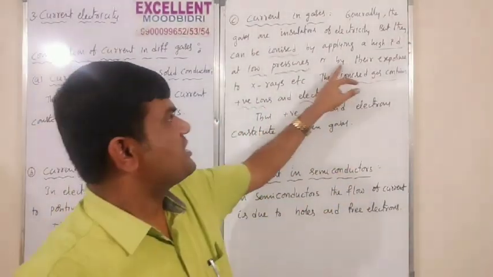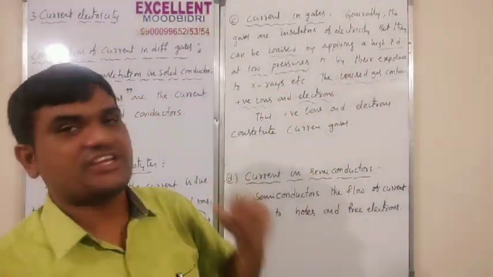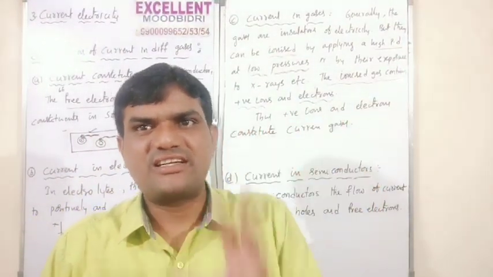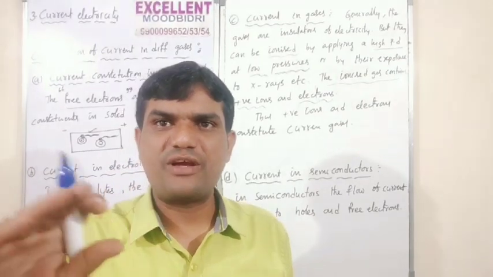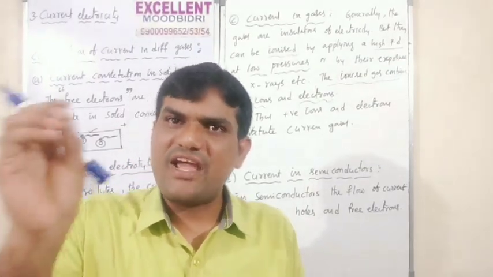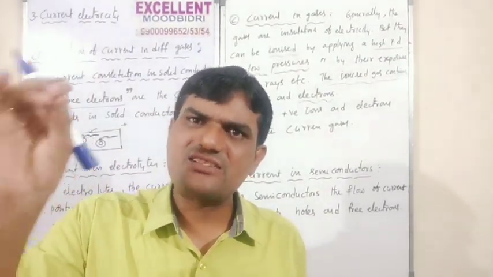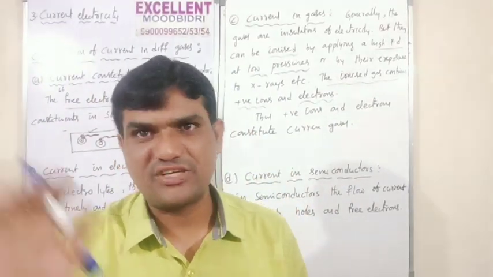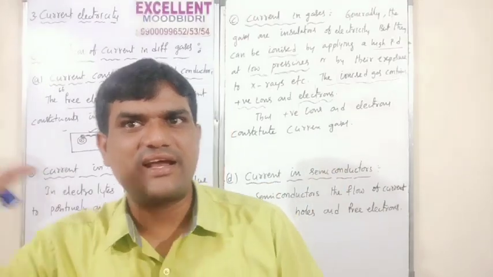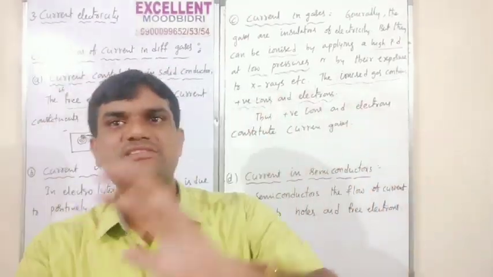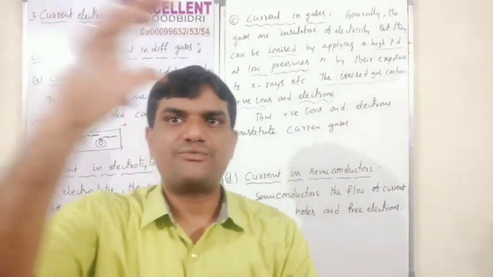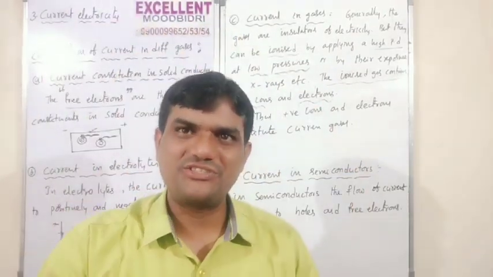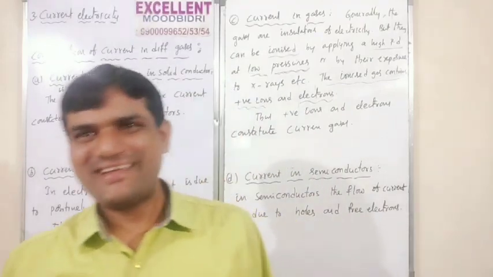The second one is exposure to X-rays. If I apply X-rays, in that case what happens? The gas becomes ionized. That ionized gas has positive ions and electrons. Remember, positive ions and electrons. So now positive ions and electrons can move. The flow of positive ions and electrons constitutes electricity in gases.